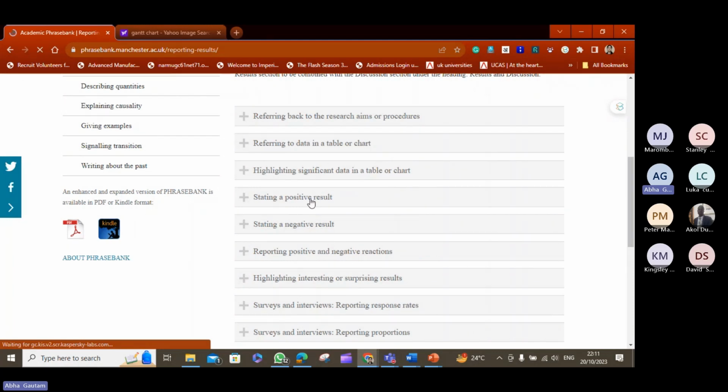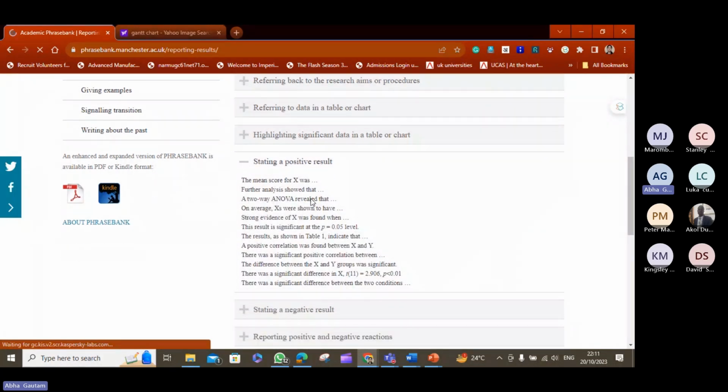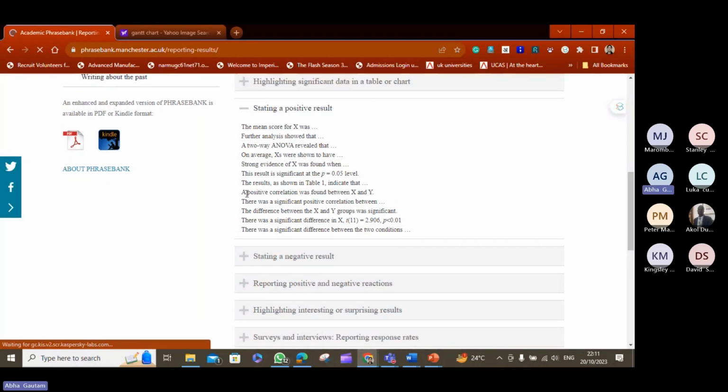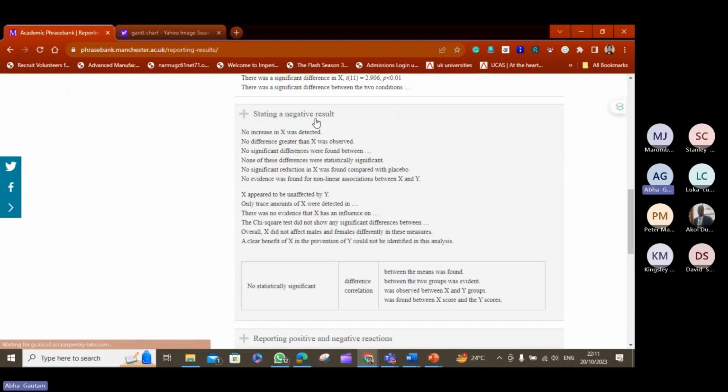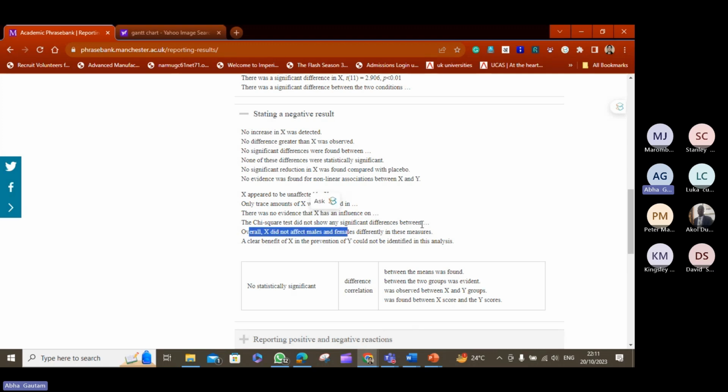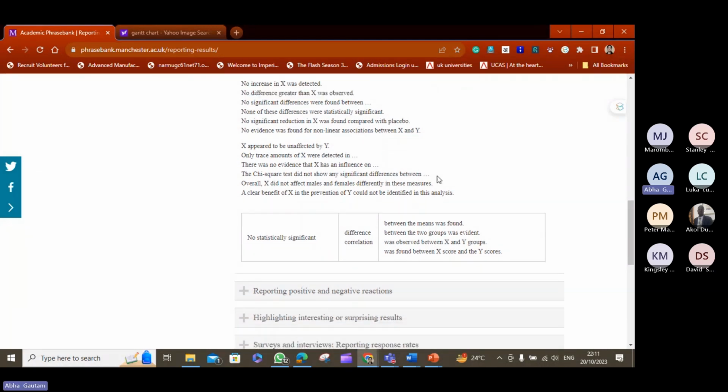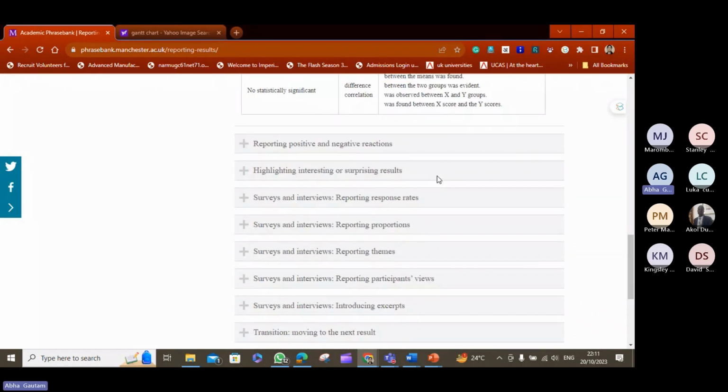For example, if you want to state a positive result, you can use this: a positive correlation was found. Or we can say there was a significant difference between the two conditions. If you want to quote a negative result, you can say, overall, X did not affect a particular thing in these measures, or no difference greater than this was observed. Something like that. There are various ways to present your report in a systematic academic manner.